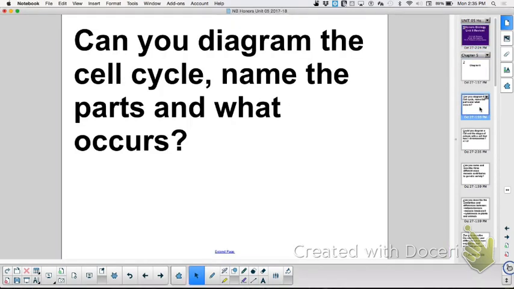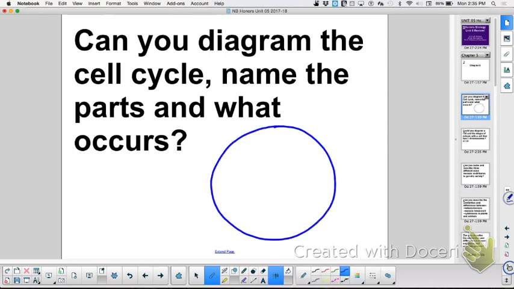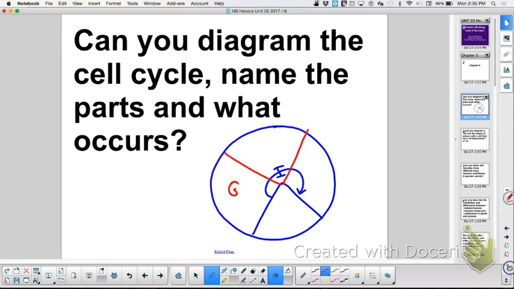So can you diagram the cell cycle and name the parts and what occurs? So when you think about the cell cycle, okay, there's a circle. What is the bulk of the cell cycle called? What's happening in the bulk of it? Interphase, exactly right. And then interphase can be broken down into what? G1, S, G2. And G2. Good. What happens during G1?